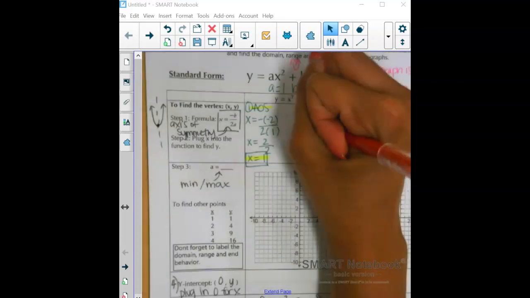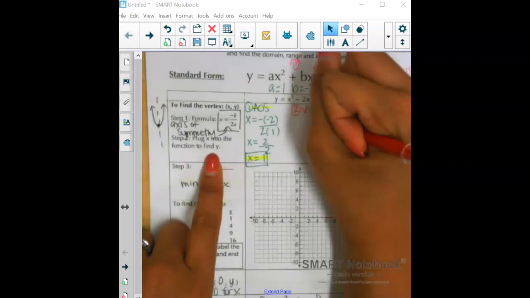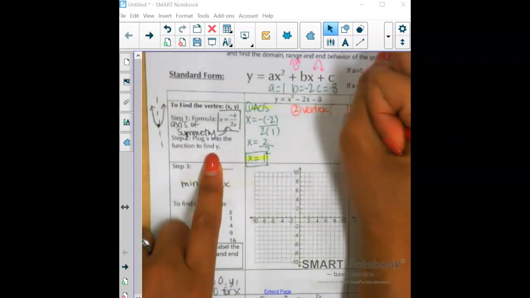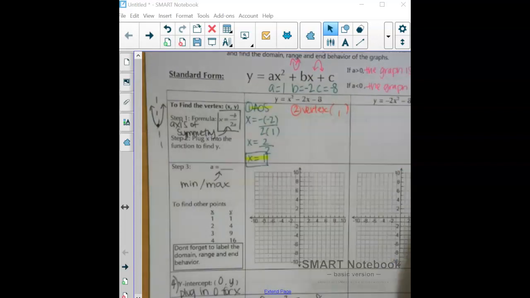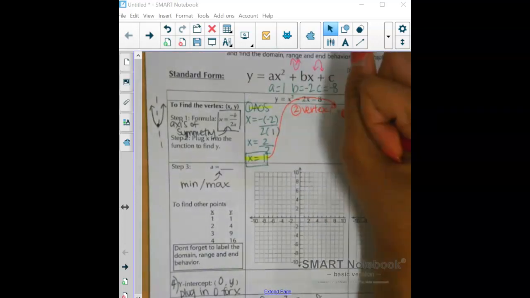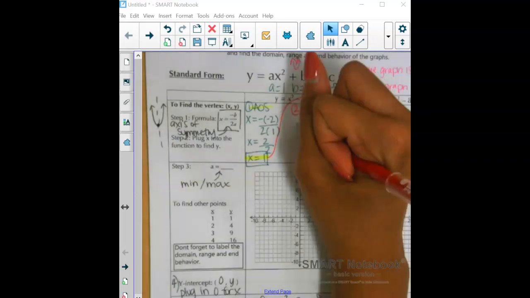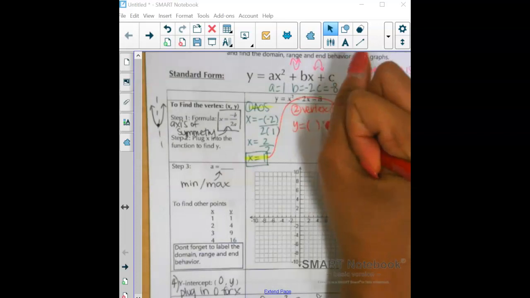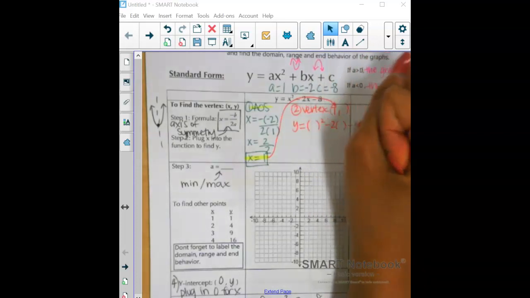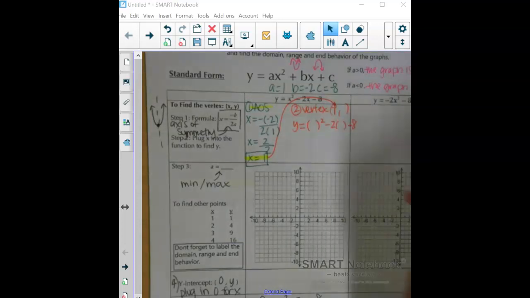All right, step 2, if I look here, says to find the x value, plug the x value into the function to find y. What I'm actually finding is my vertex. My vertex, as you can see here, is a coordinate. It's an x and a y. I need to take this x value that I just found. We're going to plug it in here for the x coordinate. And now I need to find my y. To find my y, I'm going to plug in that positive 1 into the original problem. I always use my little parentheses to plug in things before I start putting the numbers in.